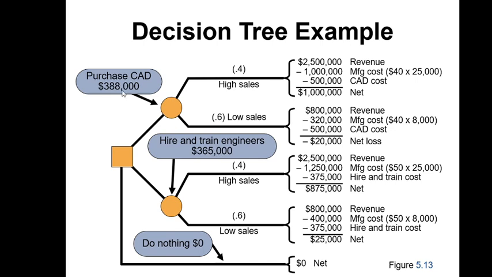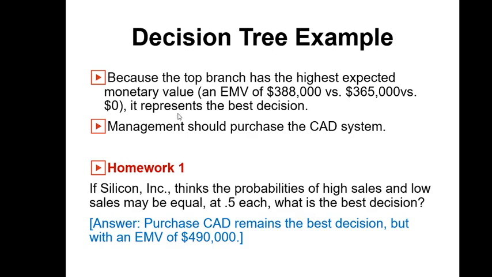Purchasing the CAD system has a higher expected monetary value. Then the decision of the company, of course, will be to purchase the CAD system, because it has an EMV of 388,000 versus 365,000 for hiring engineers. That's why management should take the decision of purchasing the CAD system, because it has a higher monetary value of 388,000. Now this is for your homework, but I gave you the answer already here.